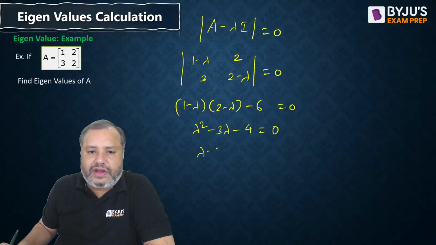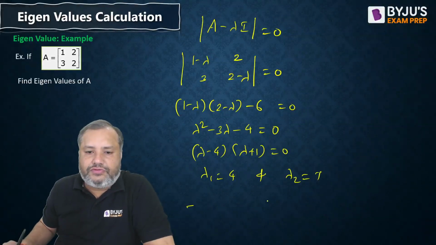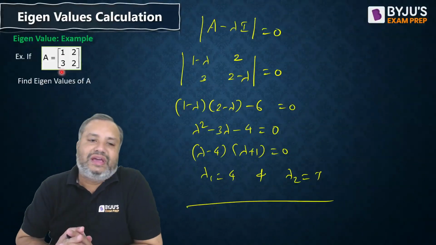So students, I am getting lambda minus 4 and lambda plus 1 as the factors. So ultimately lambda 1 will be 4 and lambda 2 will be minus 1. So we have got the eigenvalues of this matrix. So this is how we are going to calculate the eigenvalues.